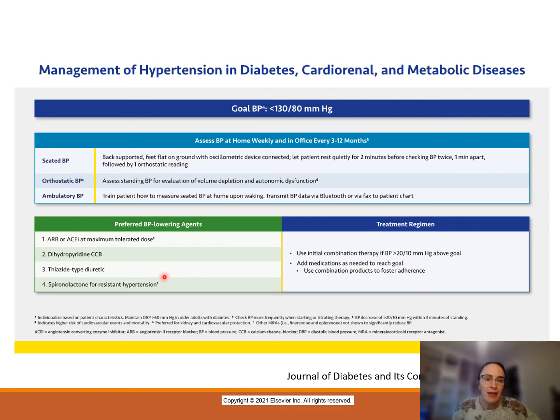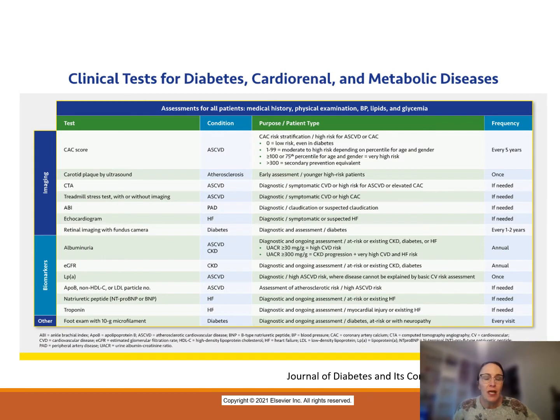And then calcium channel blockers would be second line, thiazide third, and then spironolactone fourth. So these are great choices for a diabetic. And then some tips here on orthostatic blood pressure, etc. Just included in here a quick chart of sort of clinical tests for diabetes.